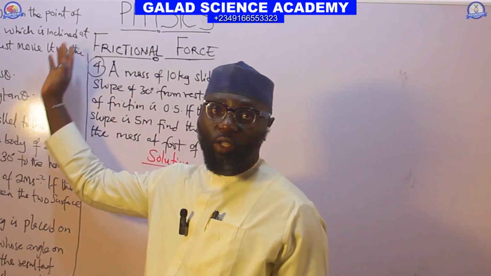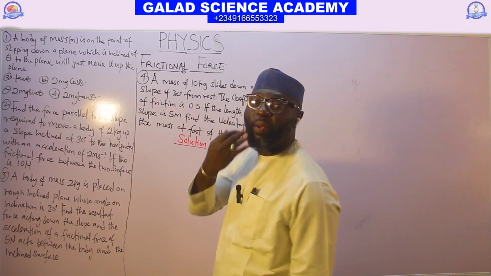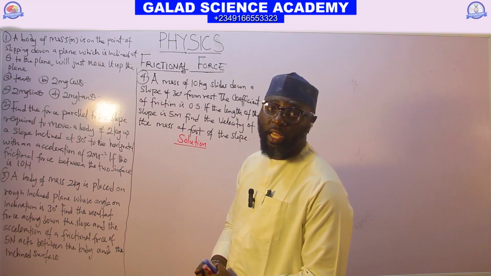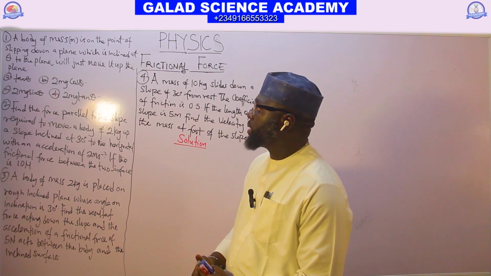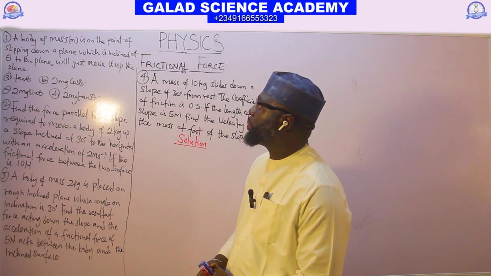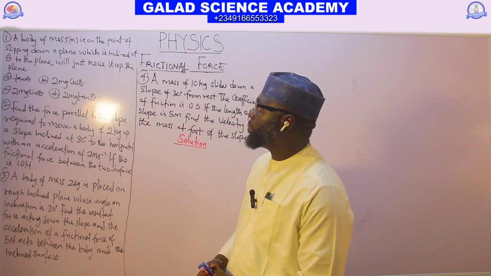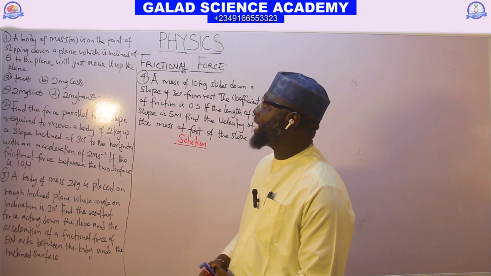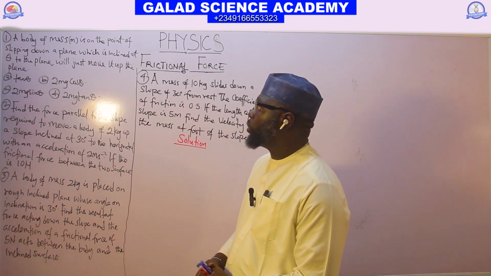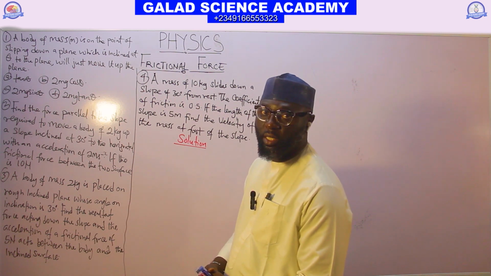So let us solve questions 1 to 4 by applying the equations for case 3, case 4, and case 5. Question 1: A body of mass m is on the point of sliding down a plane which is inclined at theta. We just move it up the plane.